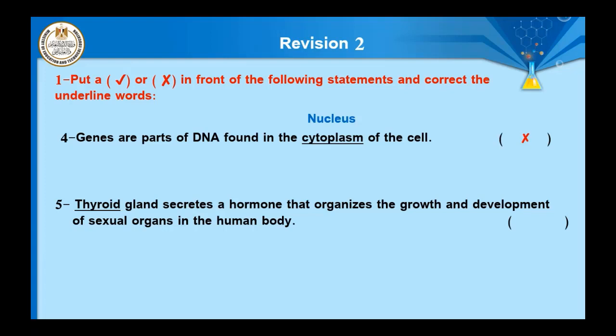This means that this statement is not correct. Why? Growth hormone is not secreted by thyroid gland, but it is secreted by pituitary gland. This statement is not correct. Instead of thyroid gland, we write pituitary gland.